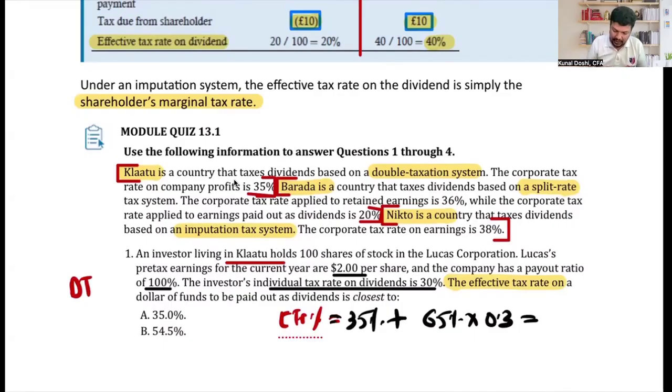So 65 into 0.3 plus 35. Are you getting 54.50%, everyone? That's going to be my effective tax rate. Let me know if you're getting this. Everyone, are you getting 54.5?